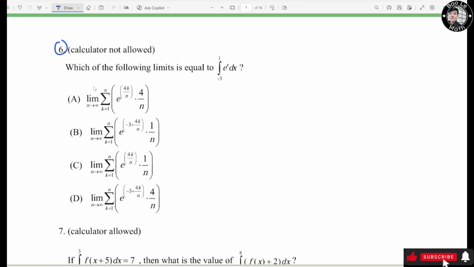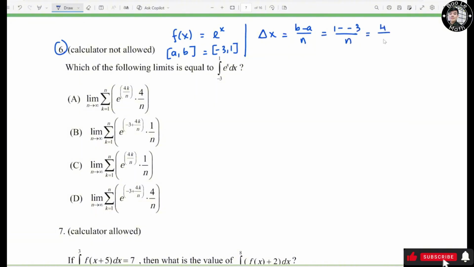Now question 6. Which of the following limits is equal to this? We know that the function f of s is e to the s. The interval a, b equals negative 3, 1. So delta s equals b minus a over n, which is 1 minus negative 3 over n, so it's 4 over n. So we need to eliminate b and c. Delta s is right here.